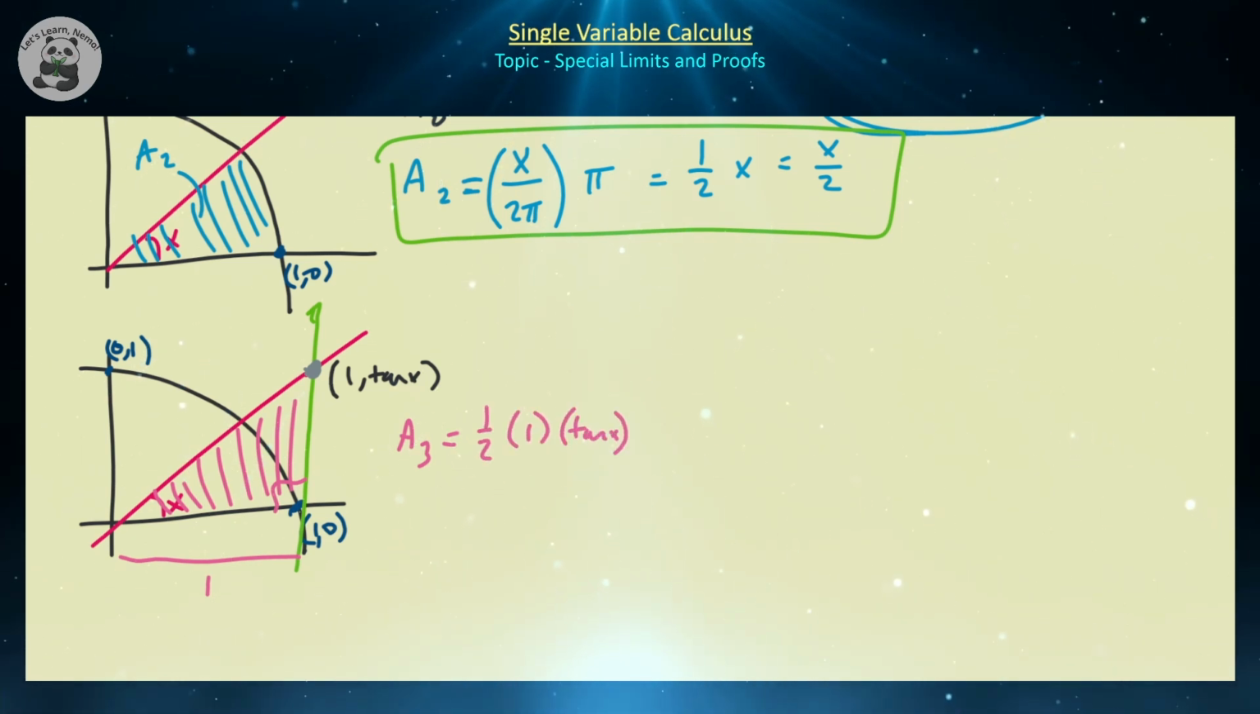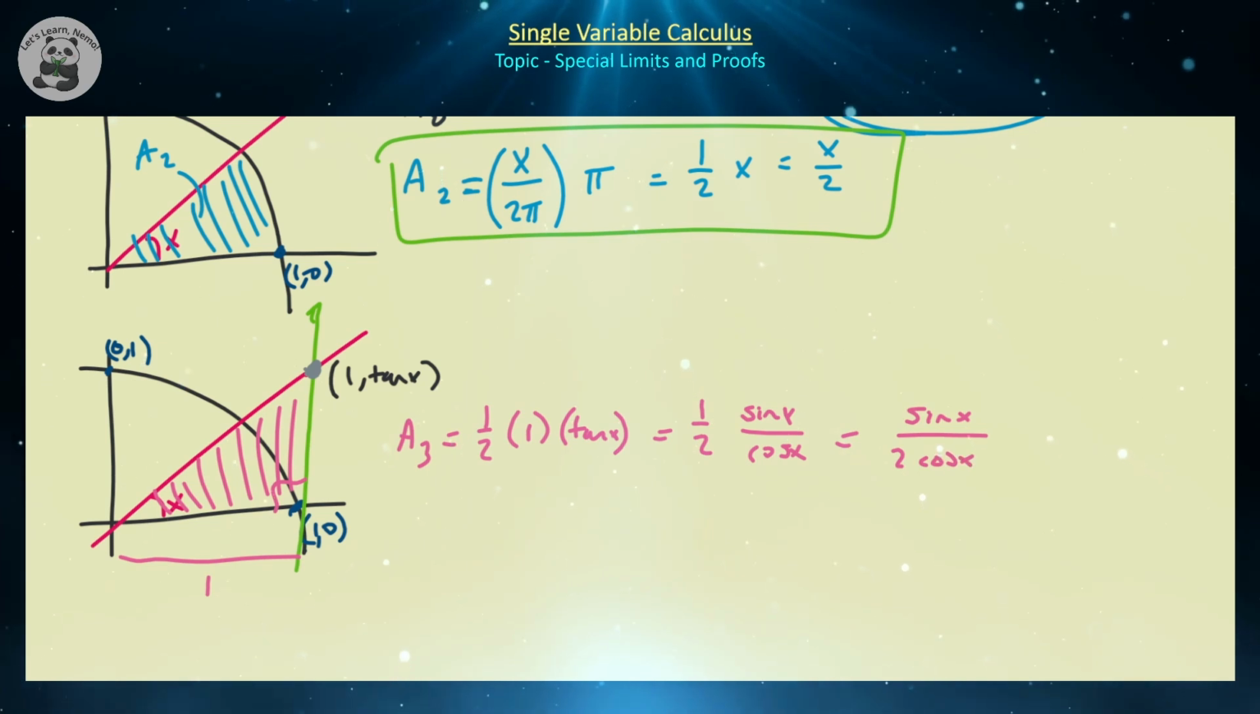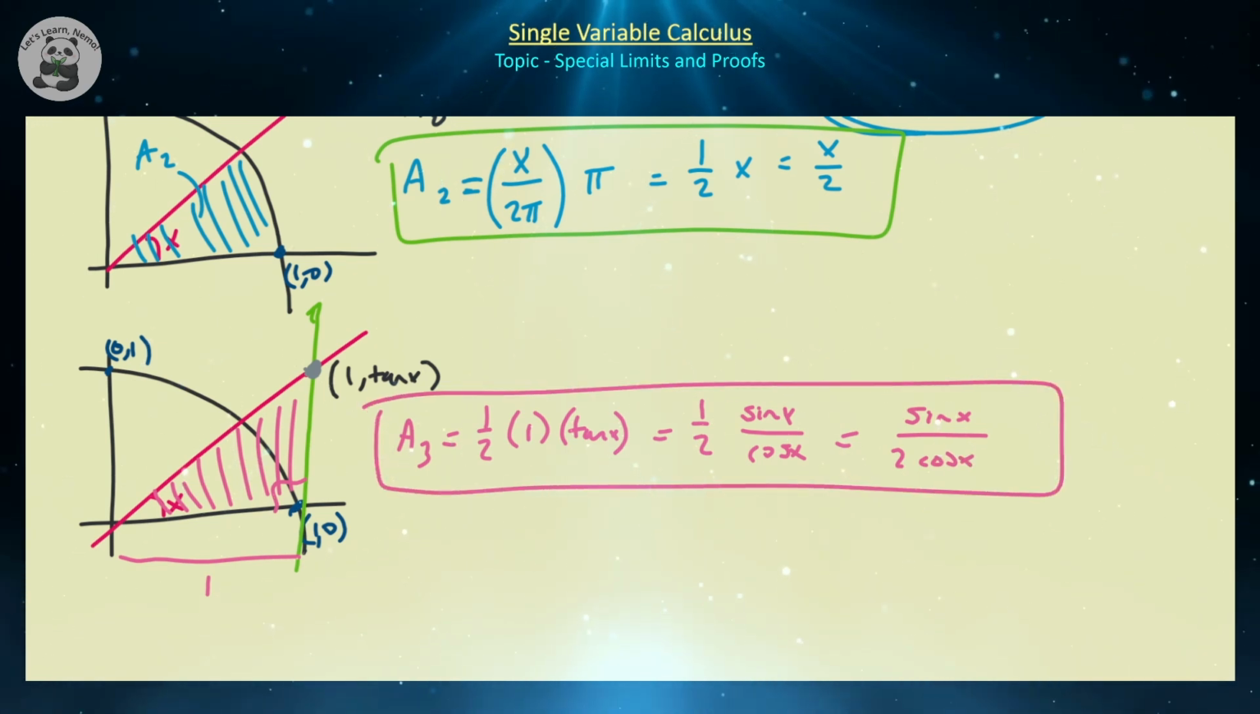Which is going to be 1/2 times 1 times tangent, which is just going to be equal to 1/2 of tangent, which we know to be equal to sine x all over cosine x, which is pretty much how I'm going to leave it. So I'm just going to write it as sine x all over 2 times cosine x. So that's my third area.